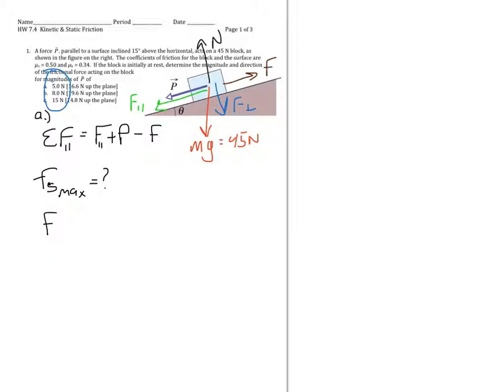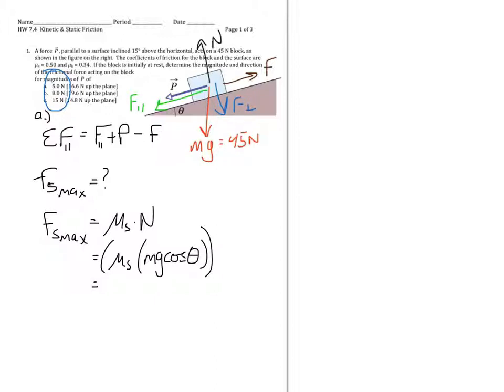All right, static friction max is what? Well, that's mu s, which was the typo, times the normal force. We can write that out in more detail. It's going to be mu s times the normal force, or the force perpendicular, which is mg cosine theta. Okay? So what is going to be our Fs max right here?